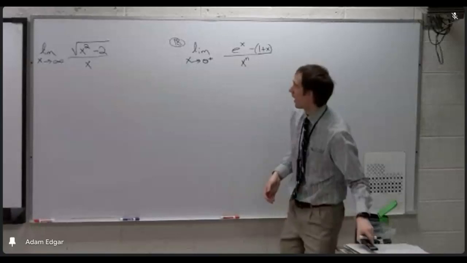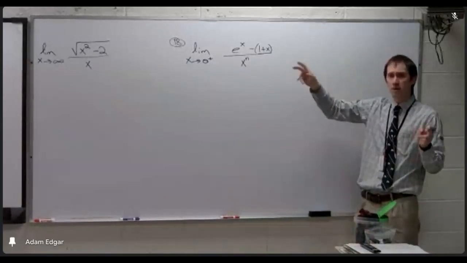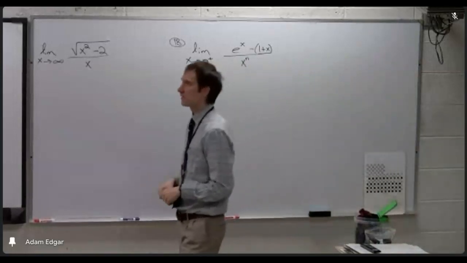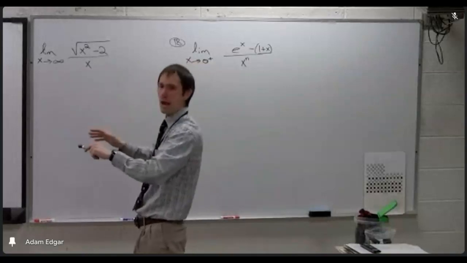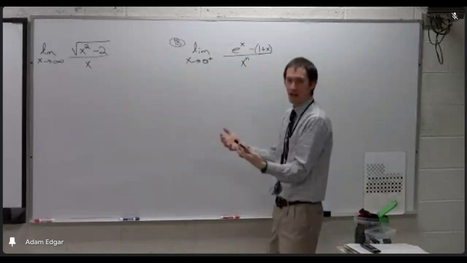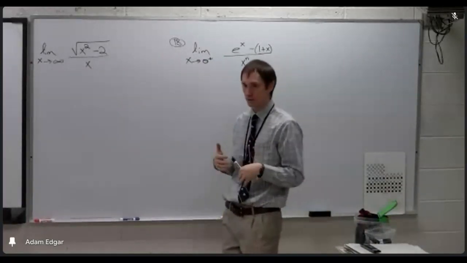All right, so we're going to work through several fairly basic examples of L'Hopital's rule. And when I say fairly basic, what I mean is your initial fraction, first of all, is a fraction. And secondly, its initial setup is going to be L'Hopitalable. It's going to be 0 over 0 or infinity over infinity.